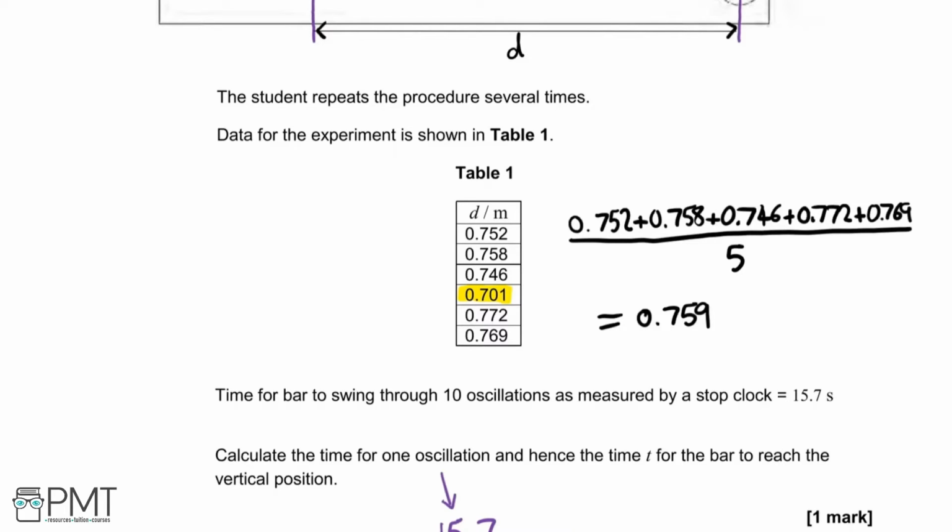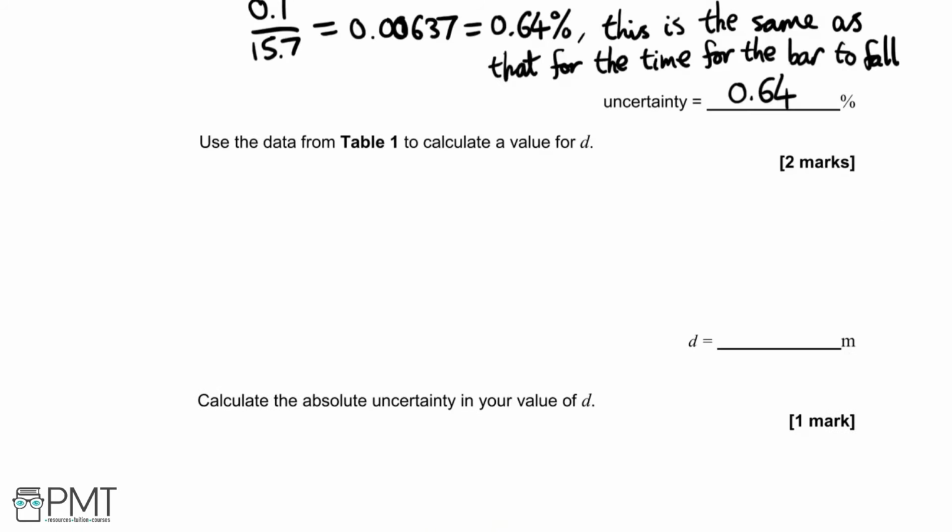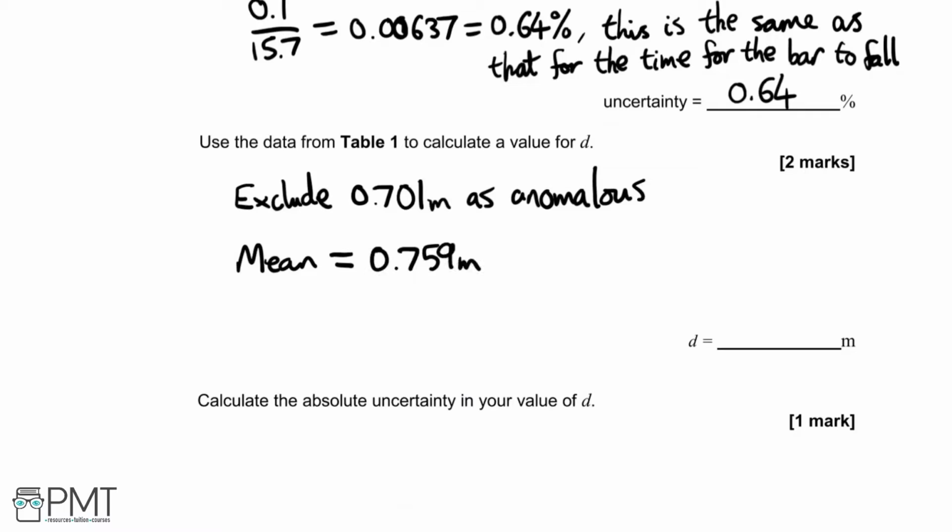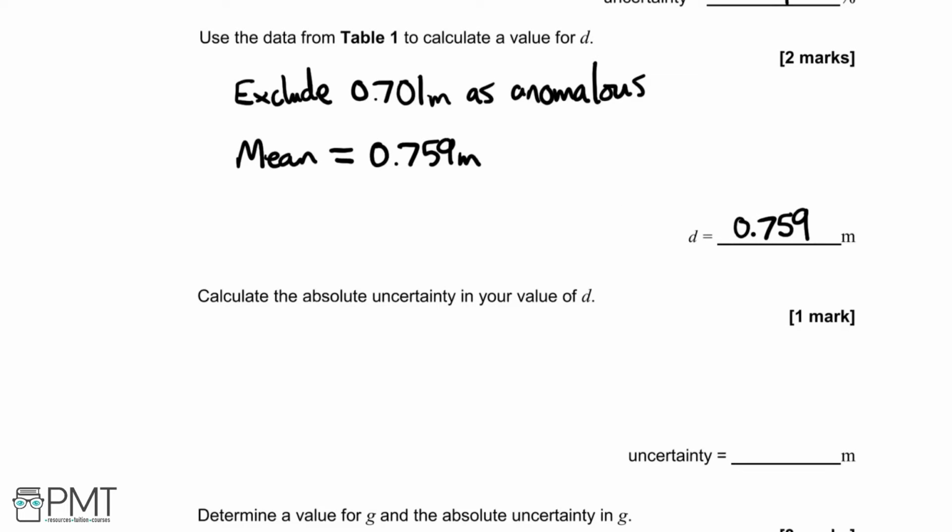So we end up with 0.759 meters. Let's just summarize that down in this part of the question. So we end up with 0.759 meters. You may want to do your calculations in this part of the question rather than next to the table, just so the examiner knows how you've done your working. For this question, you get 1 mark for correctly identifying the anomaly, so 0.701 meters, and then another mark for correctly calculating the mean using the other values.